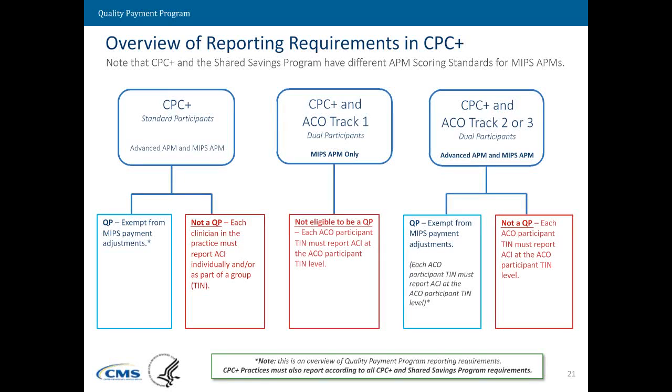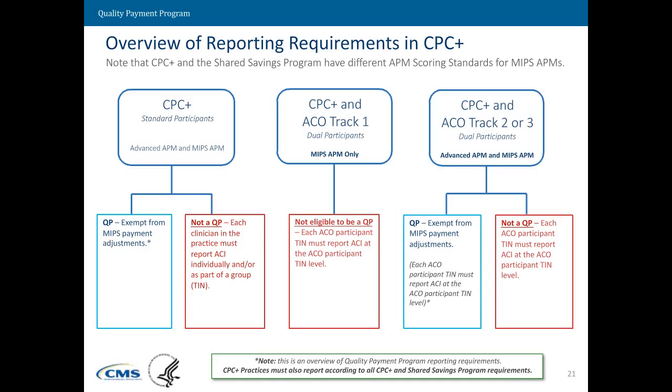So this slide provides an overview of reporting requirements in CPC Plus. As you can see, we've outlined the different ways a CPC Plus practice can participate in CPC Plus and the Medicare Shared Savings Program. Moving left to right, starting with practices participating in CPC Plus only, you're participating in both an advanced APM and a MIPS APM and will be exempt from a MIPS payment adjustment if QP status is reached. If not, each clinician in the practice must report advancing care information, or ACI, individually or as part of a group.